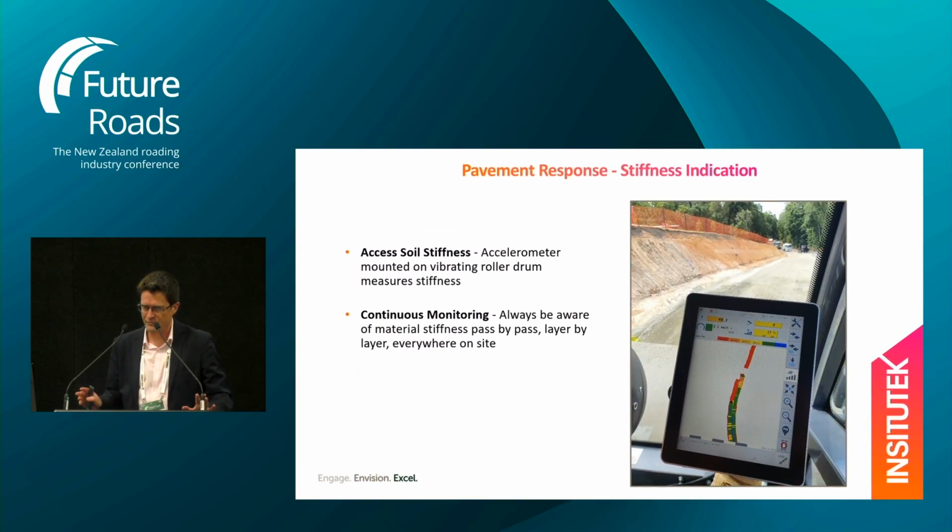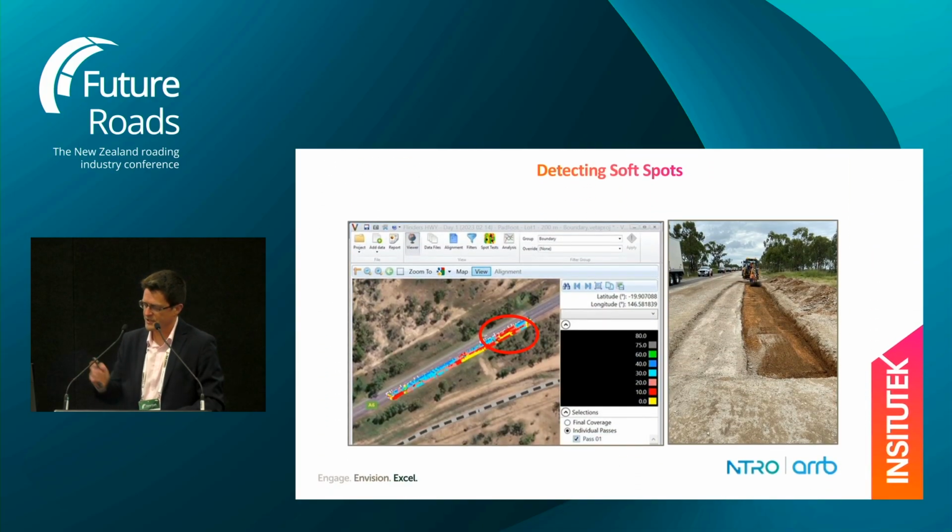So the next level of sophistication is a stiffness, an indication of stiffness. This is helpful because it enables us to get an indication, and I use that word advisedly, of how stiff the material is. And so here's an example on the screen. Here's another one, an example of detecting soft spots.